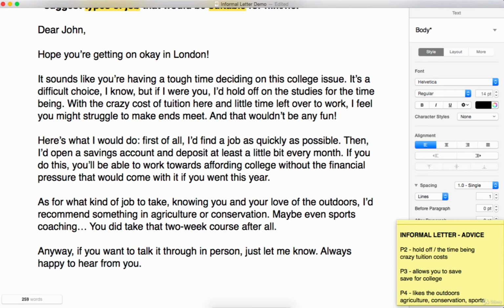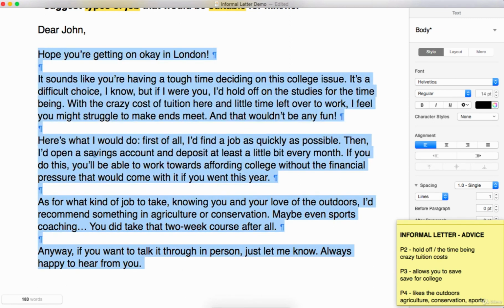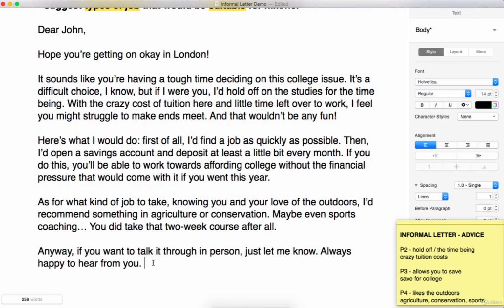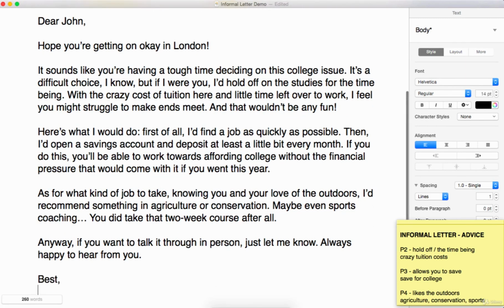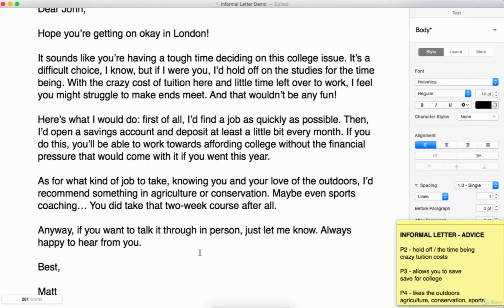Again, notice that omission of the first person pronoun. Not I'm always happy, but always happy. Always happy to hear from you. We understand that first person pronoun has been omitted. Again, typical for an informal letter. If we have a quick look at the word count here, 183. Now that, and we'll end it with just a best, and then just my first name. You don't need anything else there because in an informal letter.